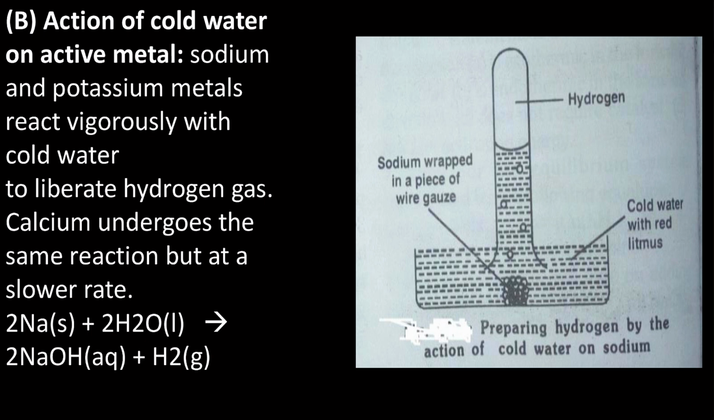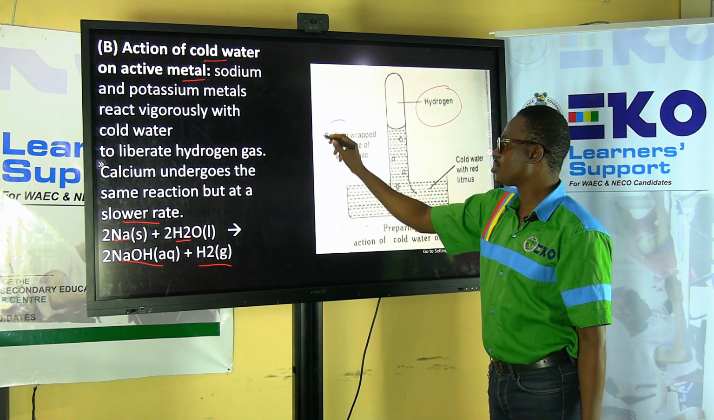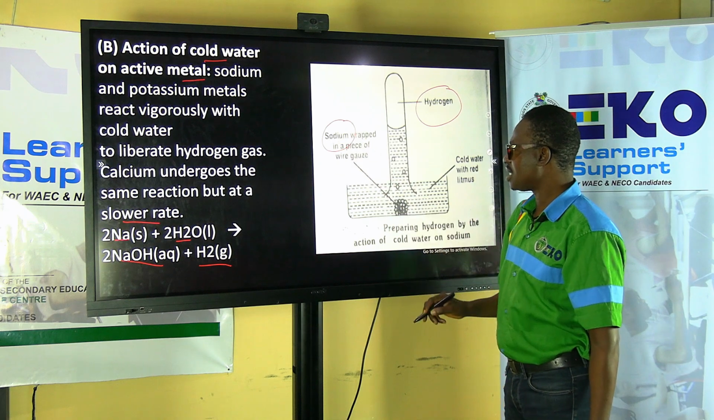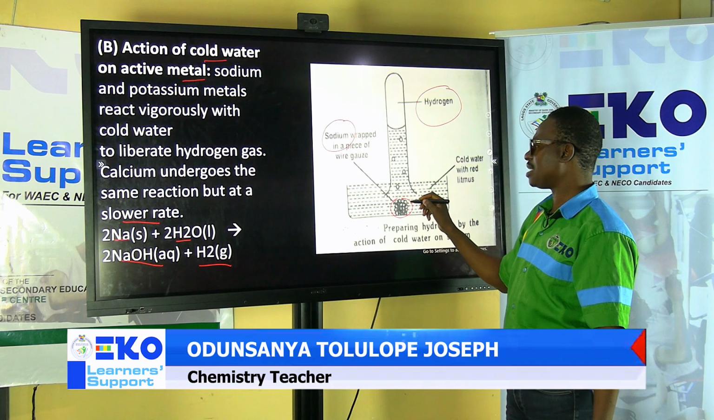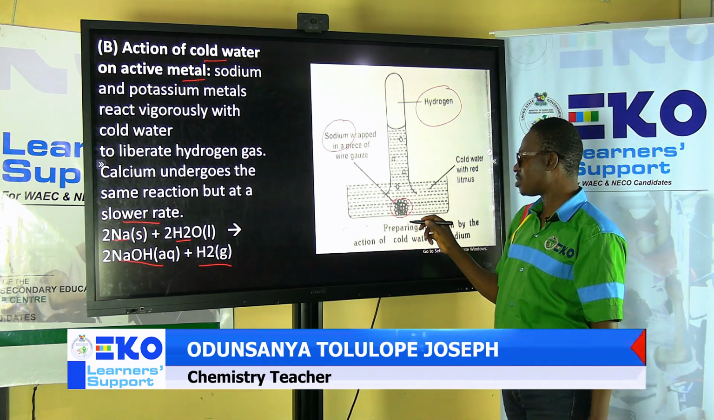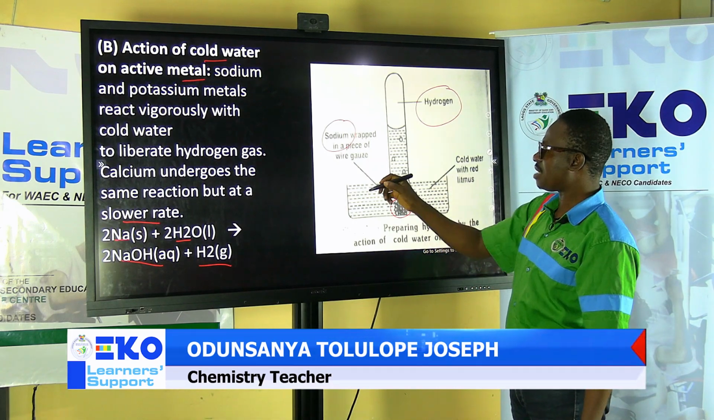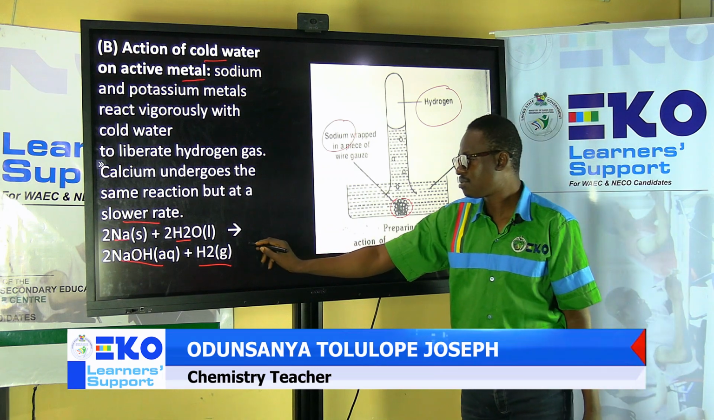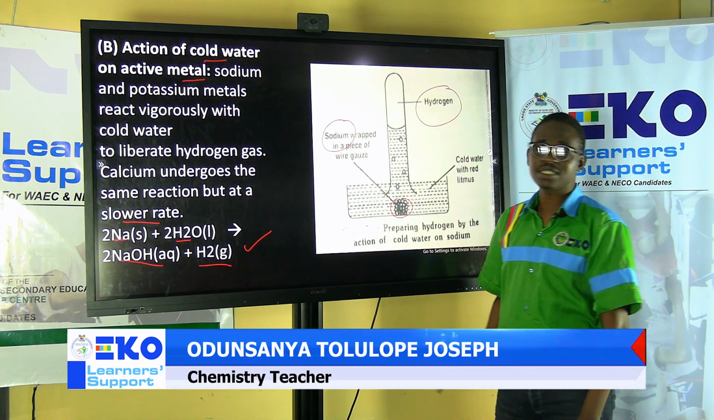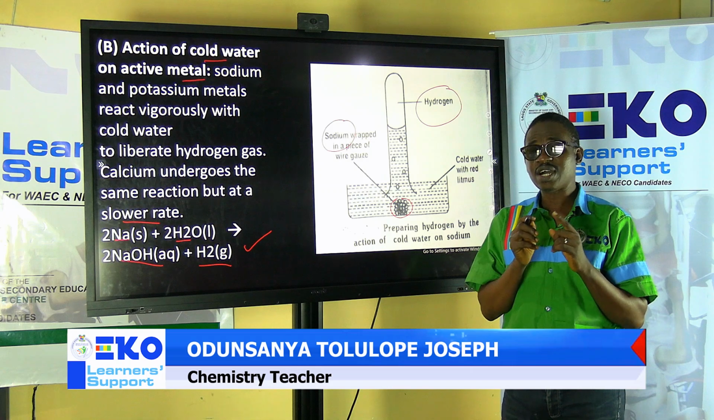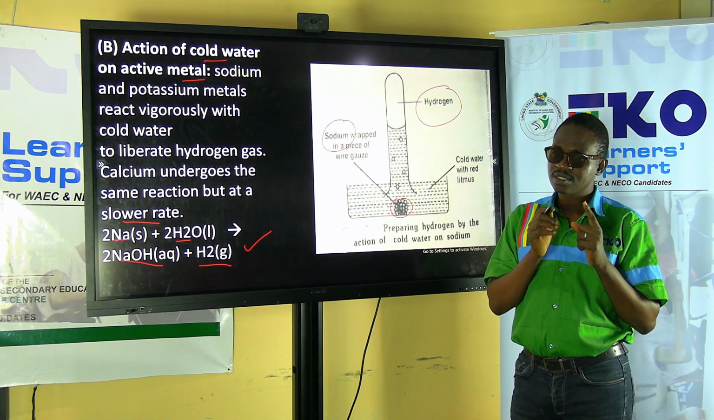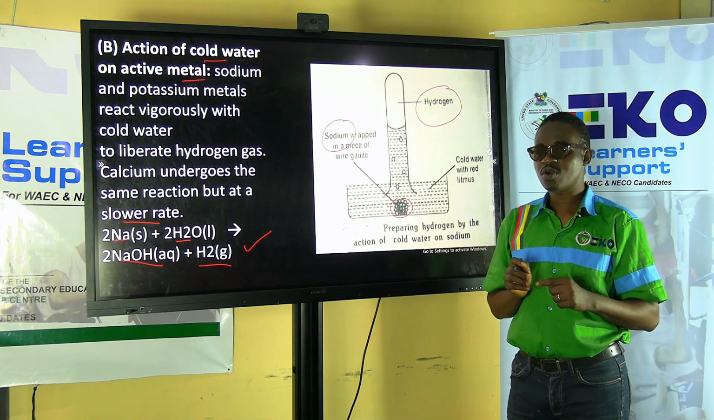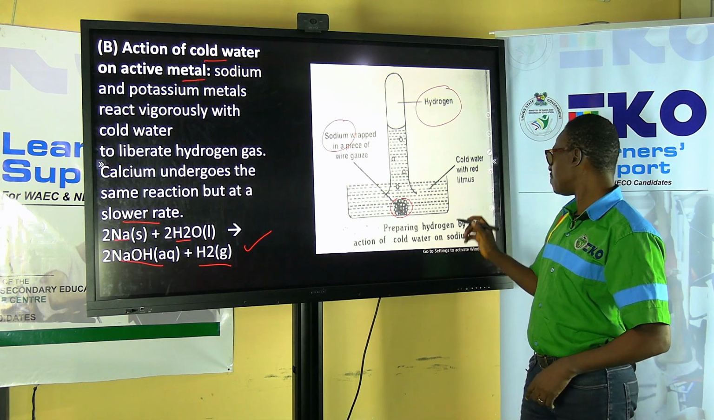So when you look at this, this is the hydrogen gas that is being produced. This is the sodium that is being wrapped here with a piece of wire gauze, as you could see here, and dropped inside the water. When dropped inside the cold water, something happened. What happened is hydrogen gas is being produced. This is another way of producing hydrogen from an active metal on cold water. Fine.